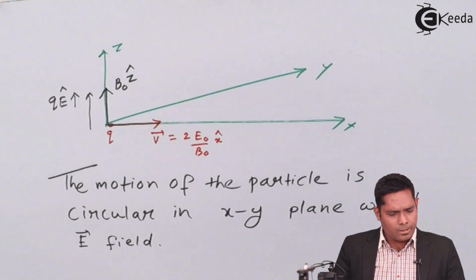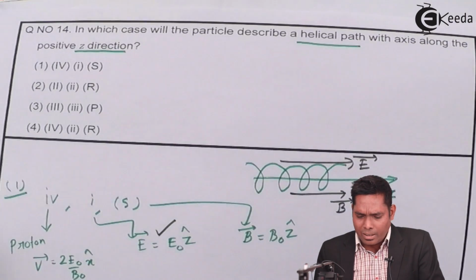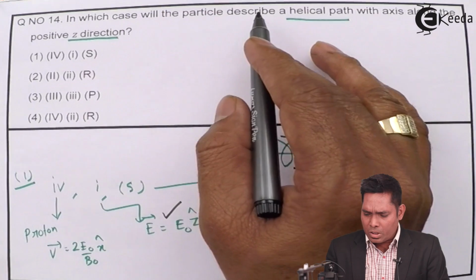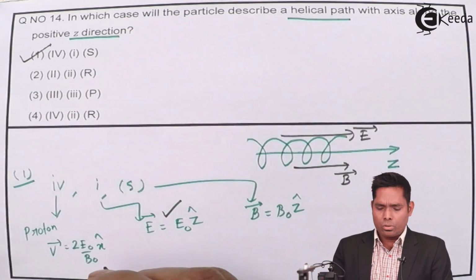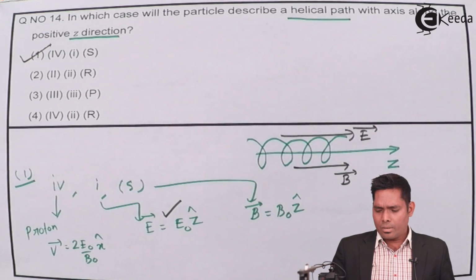But we don't have to think so much about that. We only have to pick whether this helical motion is described by option 1. Yes, it is described by option 1. So option 1 is correct. Okay, thank you.